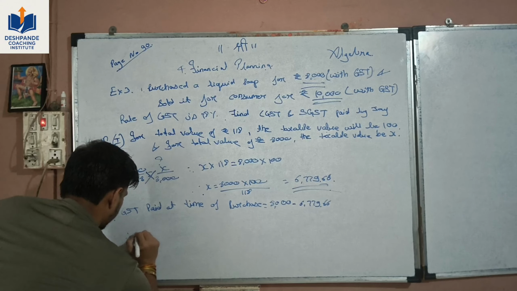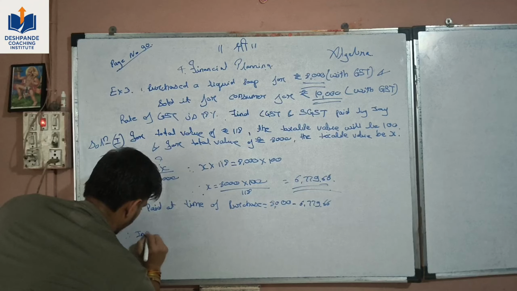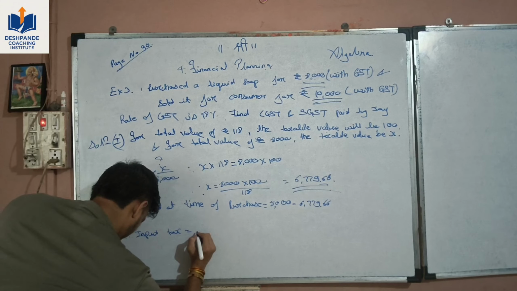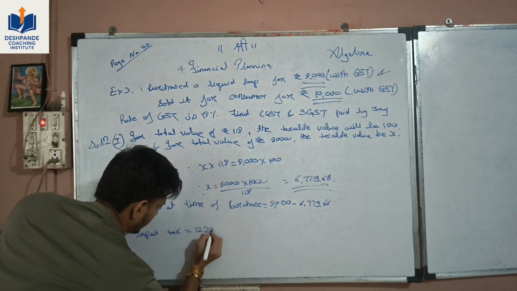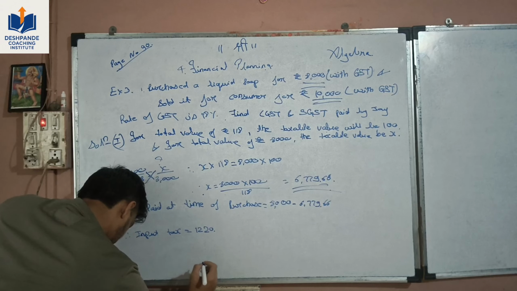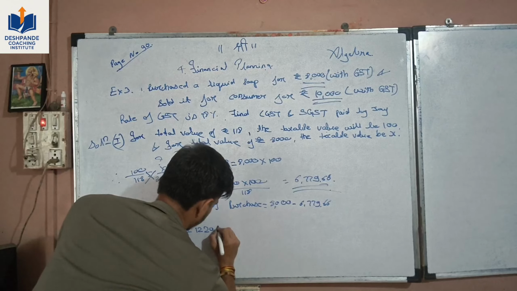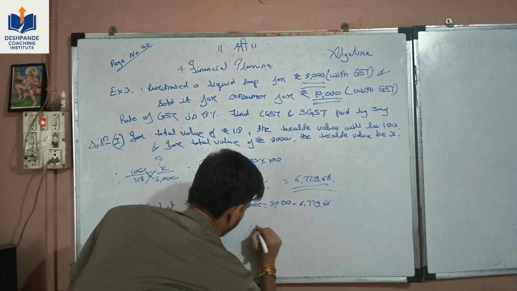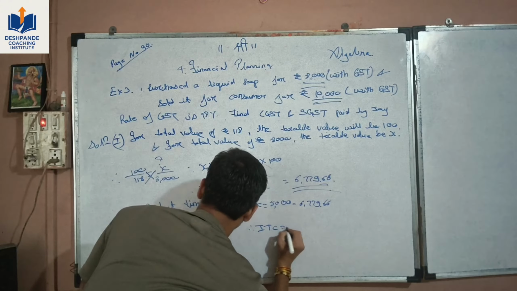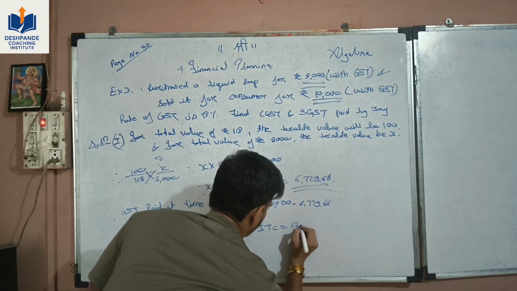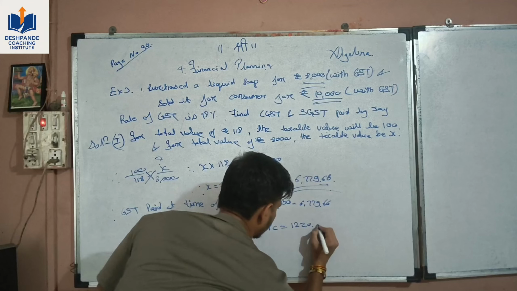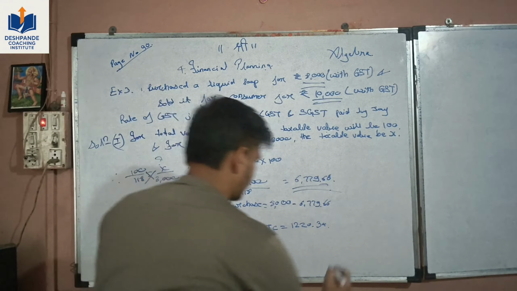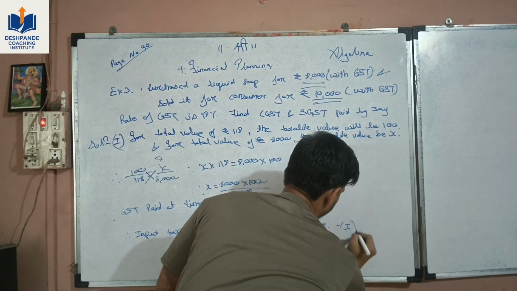GST paid at the time of the purchase is called input tax. Input tax is equal to 1,220.34. It is also called ITC. ITC means input tax credit. ITC is equal to 1220.34. This is the part 1, I mean, this is equation number 1.